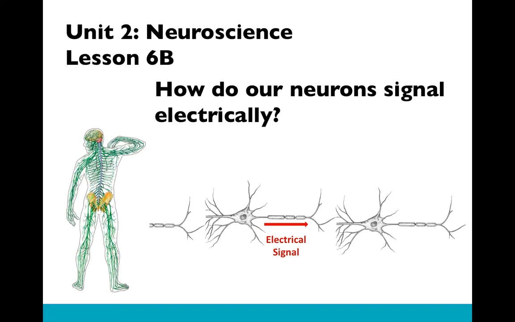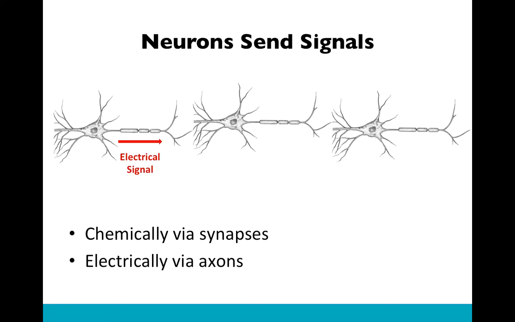In this lesson, we are going to learn how our neurons signal electronically. Neurons send two types of signals: electrically using axons, right here, here's the axon, and chemically using synapses. Synapses are the space between the neurons.